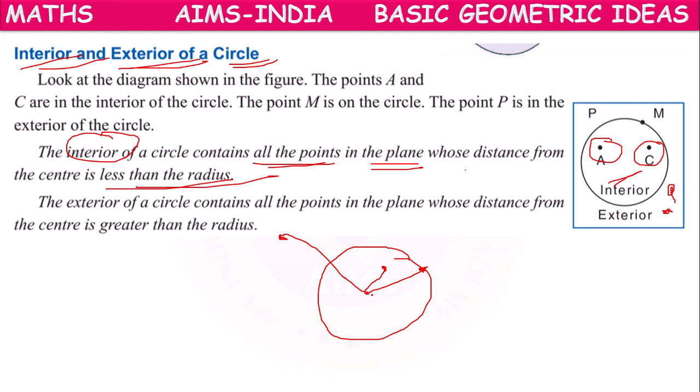So based on the distance from the center, the point whose distance from the center is less than the radius lies in the interior part of the circle. The point whose distance is more than the radius lies in the exterior part of the circle. The point whose distance is equal to the radius lies on the boundary of the circle. Like that, we can name interior and exterior parts of a circle.